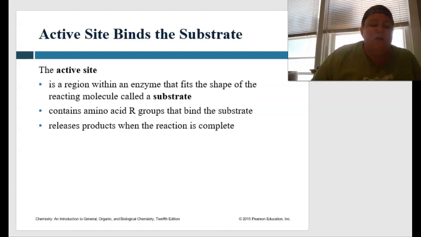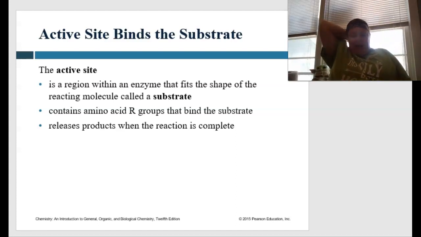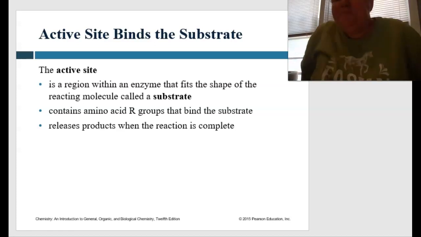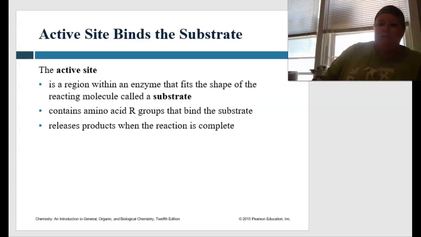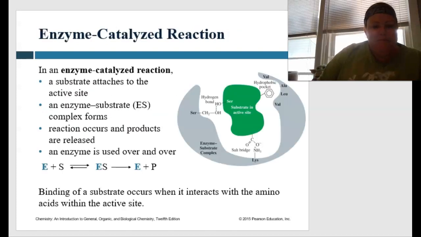So they're very specific. The active site is very specific for shape, because it can only bind to one type of substrate to an enzyme. In an enzyme-catalyzed reaction, the substrate attaches to the active site, and that becomes the enzyme substrate complex. Complex meaning 2 things together. Then this reaction occurs, and the products are made, and it becomes the enzyme product complex, and then we release the product. And then the enzyme gets to be used over and over and over.